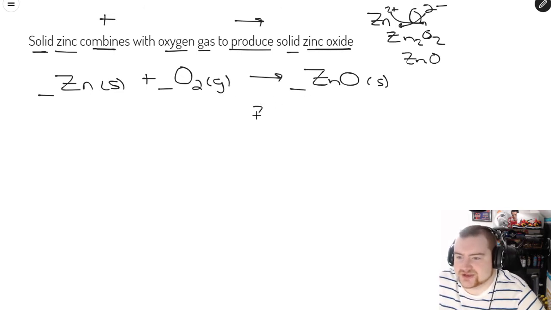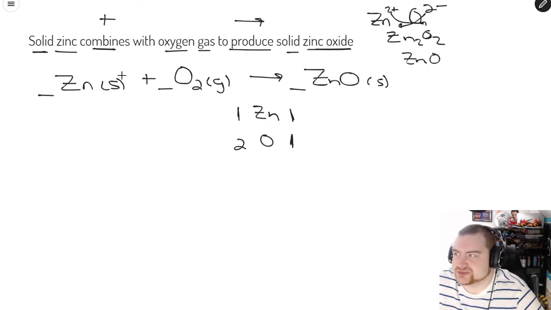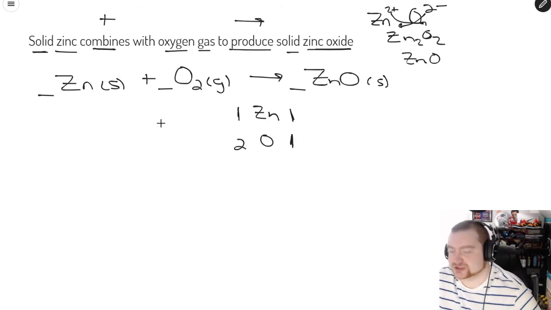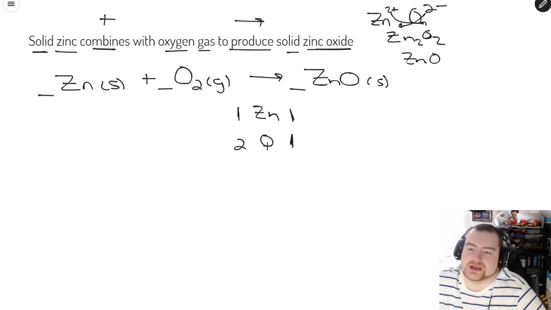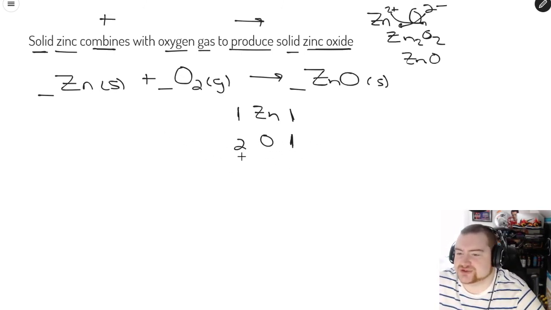Okay, so we have zinc and we have oxygen. We're going to count up how many we have on each side. So zinc, we have 1 on the left, 1 on the right. Oxygen, we have 2 on the left and 1 on the right. So remember, when we're doing this, we're adding a coefficient to the space, and we're multiplying that coefficient. So when I go down here to oxygen, I have 2 on the left and 1 on the right. So what I'm going to have to do is multiply the right by a number to get them to be equal.